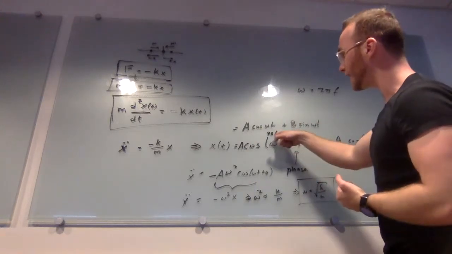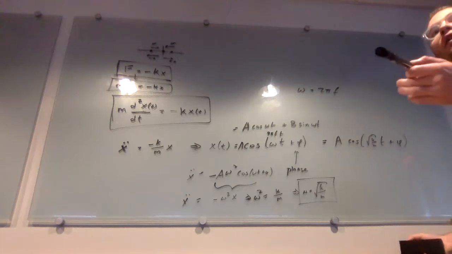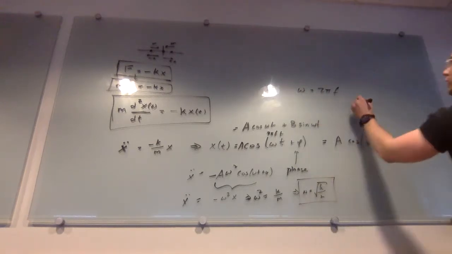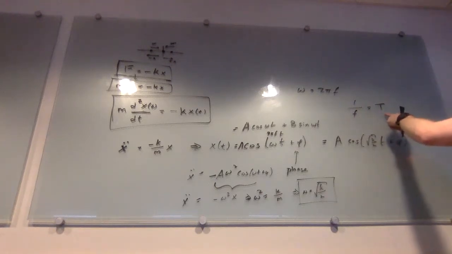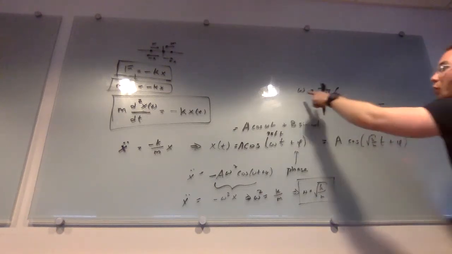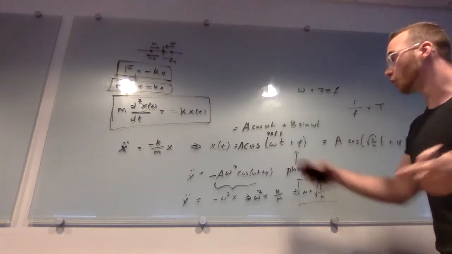Sorry, f is how many cycles per second. 1 over f is the period. That's the time for one cycle. 1 over omega is the time for 1 radian. So that makes sense here.